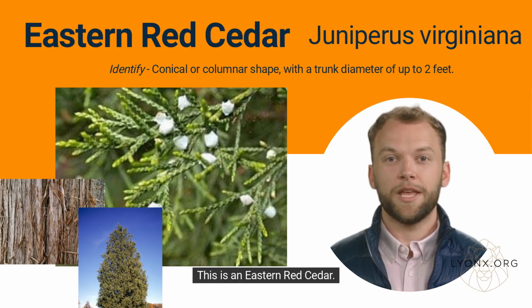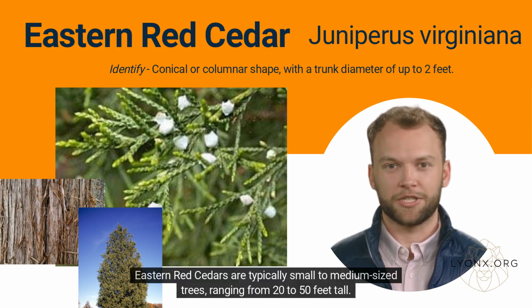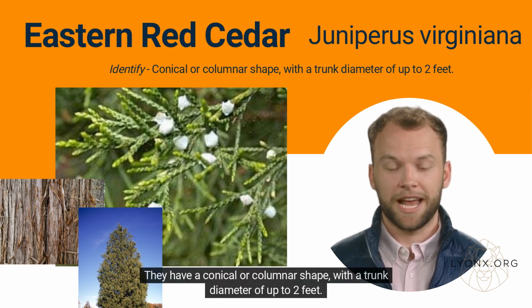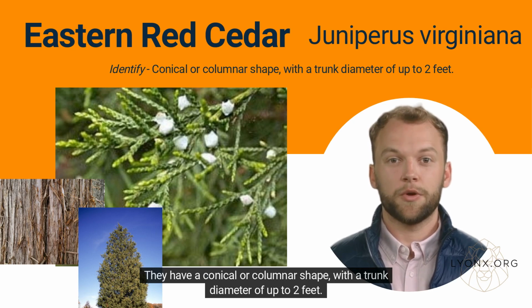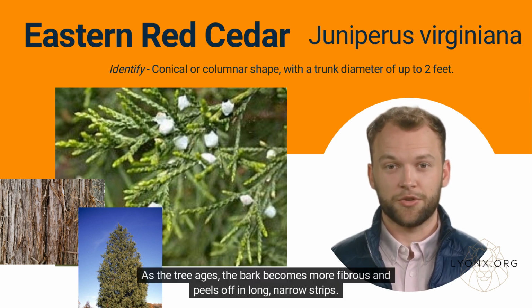This is an Eastern red cedar. Juniperus virginiana can be identified by their distinct physical features. Eastern red cedars are typically small to medium-sized trees, ranging from 20 to 50 feet tall. They have a conical or columnar shape, with a trunk diameter of up to 2 feet. The bark of an Eastern red cedar is reddish-brown and exfoliates in long, thin strips. As the tree ages, the bark becomes more fibrous and peels off in long, narrow strips.